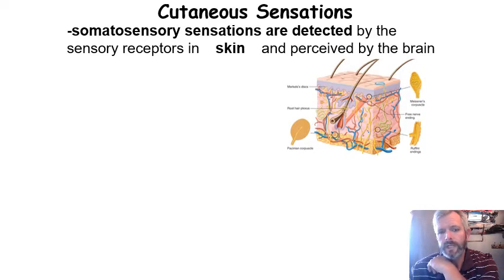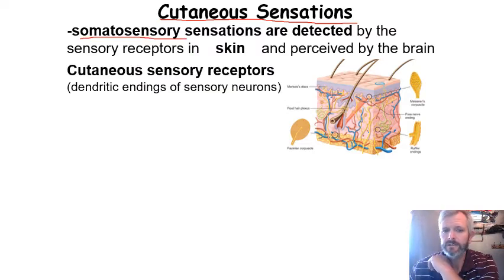So cutaneous senses, the ones we'll focus on here, are throughout the body. They are the ones that are detected near the skin, perceived by the brain. They are the somatosensory sensation, and you're going to see they go to the somatosensory cortex in the brain.